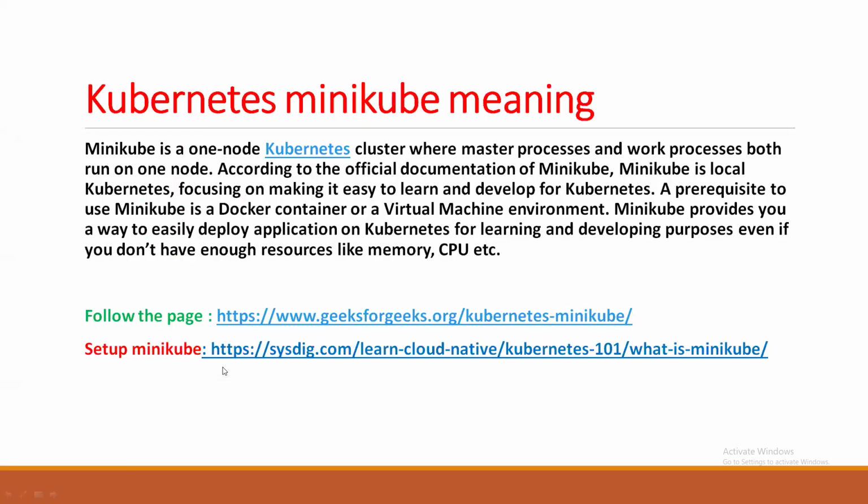Kubernetes Minikube is a one-node Kubernetes cluster where the master process and worker process both run on one node. According to the official documentation, Minikube is a local Kubernetes focusing on making it easy to learn and develop for Kubernetes. A prerequisite to use Minikube is a Docker container or virtual machine environment. Minikube provides you a way to easily deploy applications on Kubernetes for learning and developing purposes, even if you don't have enough resources like memory, CPU, etc.